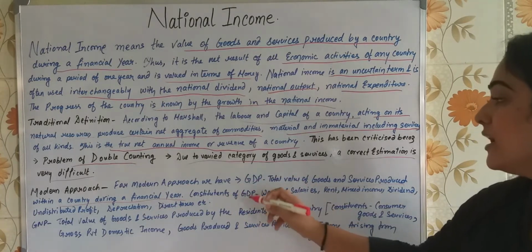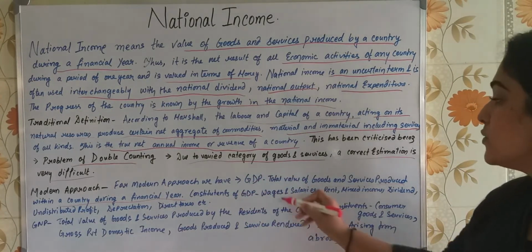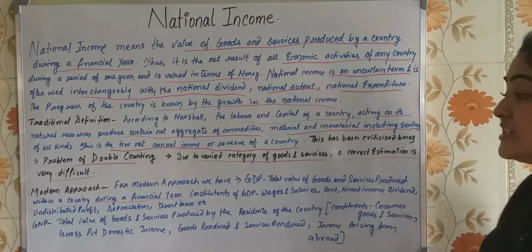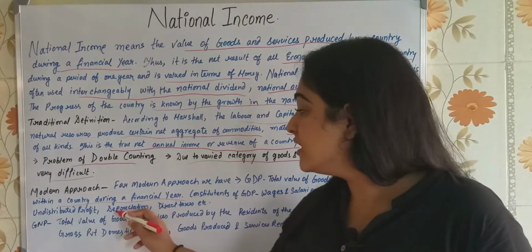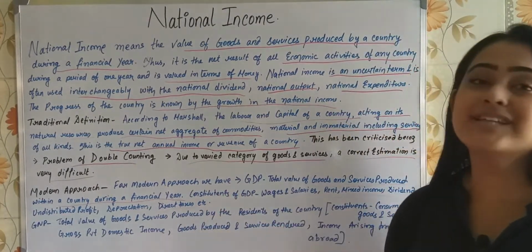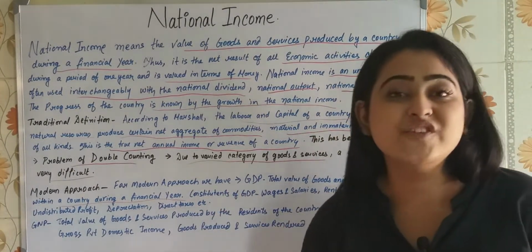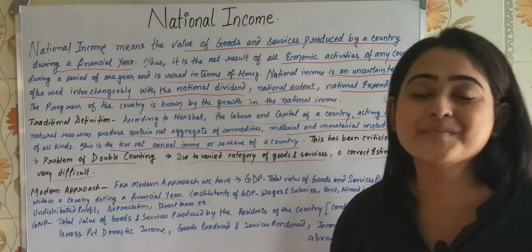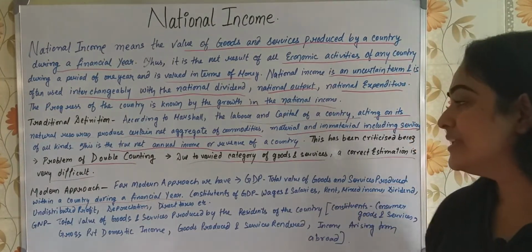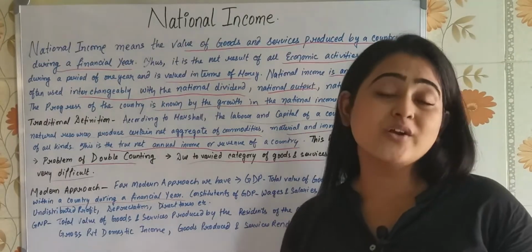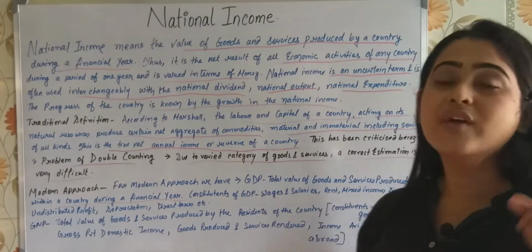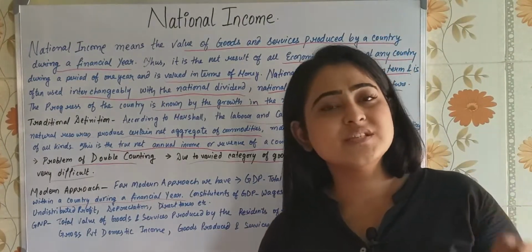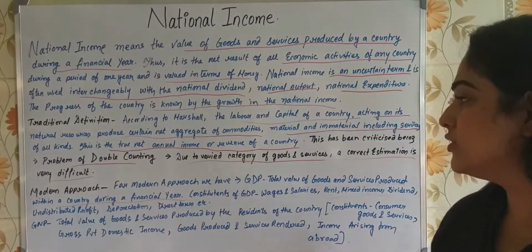Well, what does GDP constitute? Wages and salaries, rent, mixed income, dividend, undistributed profit, depreciation, direct taxes, etc. Now definitely not everything will be added. There are some things which need to be subtracted too. For calculating the GDP, we are going to subtract the depreciation, and we are going to subtract the direct taxes which are paid from the goods and services. So these are the things which we are going to do.